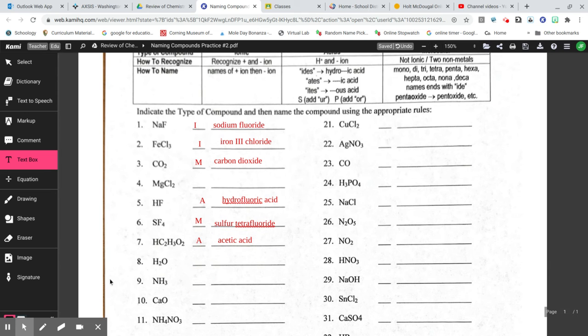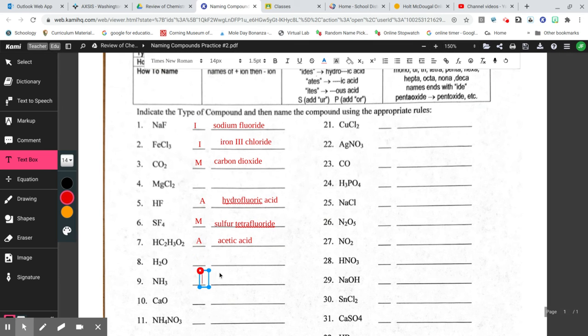Let's take a look at this compound here. NH3, we know that NH3 is going to be molecular because it's two nonmetals put together. So I'll put an M there. And this is one of them that we studied that we will use the common name for: ammonia. Not ammonium, the polyatomic ion, but ammonia.